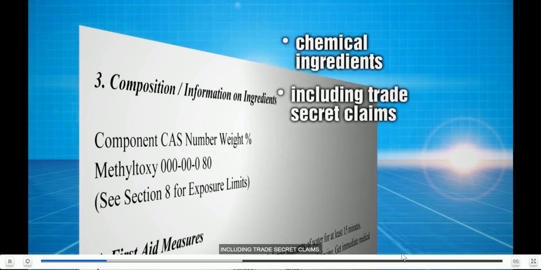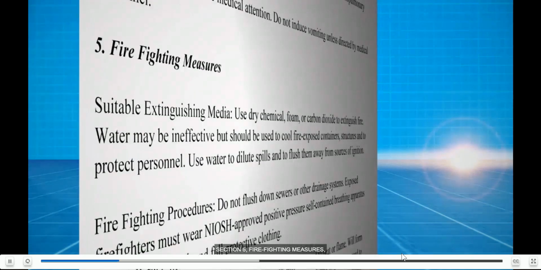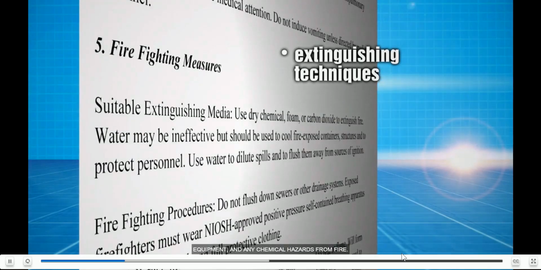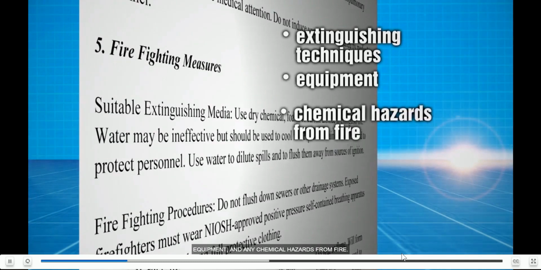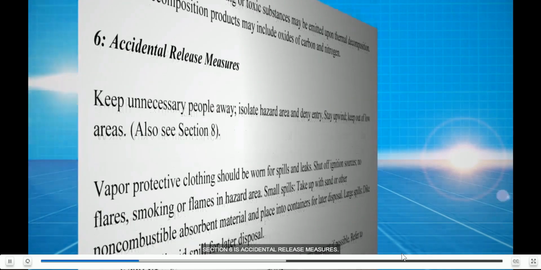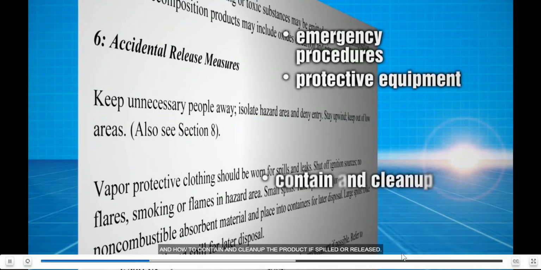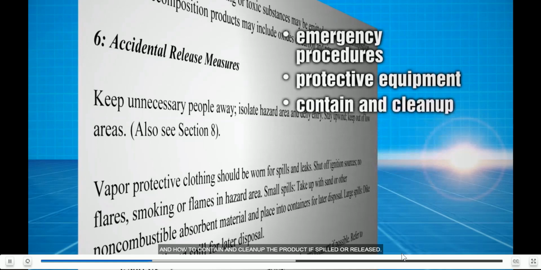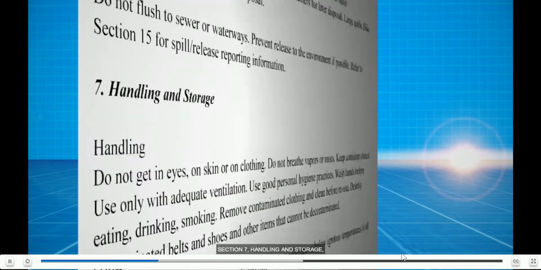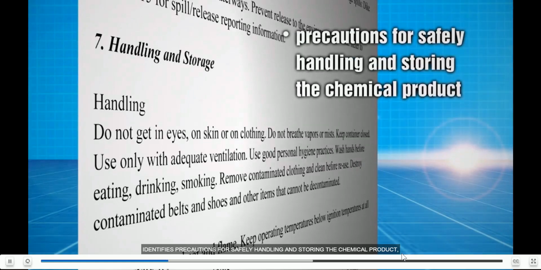Section 4 describes first aid measures in case of exposure to the material. Section 5, Firefighting Measures, outlines extinguishing techniques, equipment, and any chemical hazards from fire. Section 6 is Accidental Release Measures. This section describes emergency procedures, protective equipment, and how to contain and clean up the product if spilled or released. Section 7, Handling and Storage, identifies precautions for safely handling and storing the chemical product, including any incompatibilities.